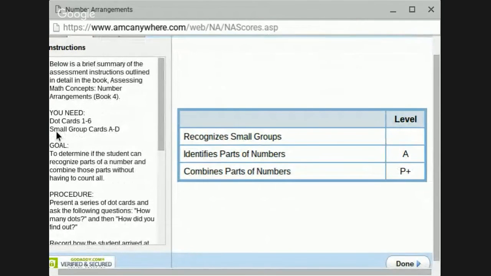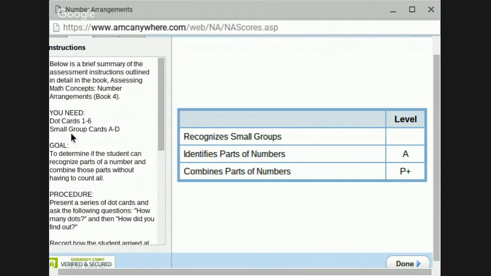This tells us that in identifying parts of number, this student is at a level A. That means they're ready to apply that skill. That means this might be a good skill, just identifying parts of number, as something they could do at a center. A P plus means they need some additional practice on combining parts of number. That's probably because instead of seeing the two parts, sometimes I actually count on. And so if the child is counting on, it's going to be a P or a P plus.